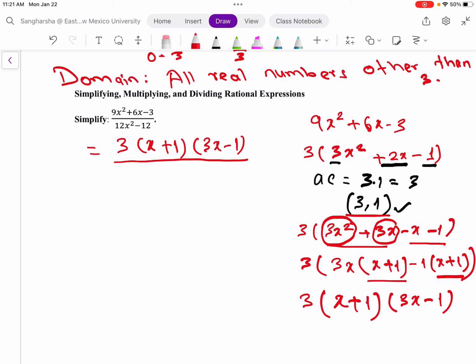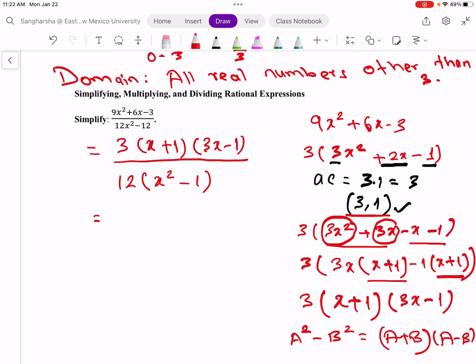Now in the denominator, 12 is the common factor. So let's factor out 12. So we have x squared minus 1. Now can we factorize our denominator further? We have x squared minus 1, that is a difference of squares. If we have a difference of squares, then we use a plus b times a minus b. We're going to use this one.